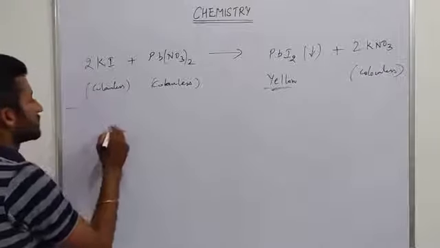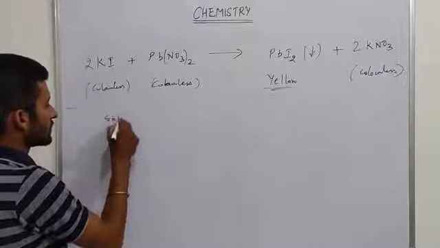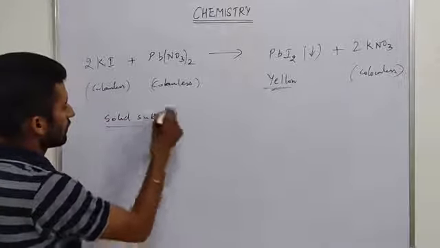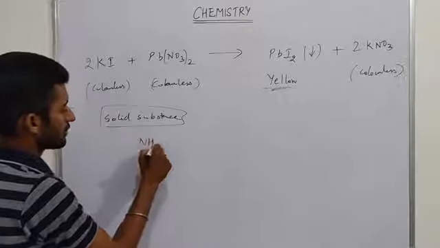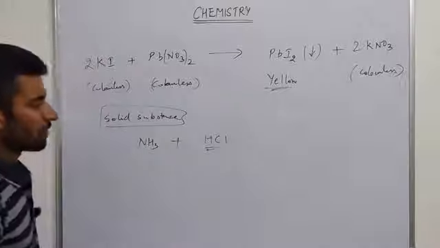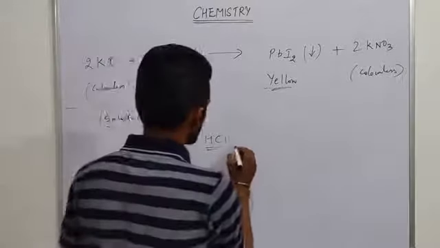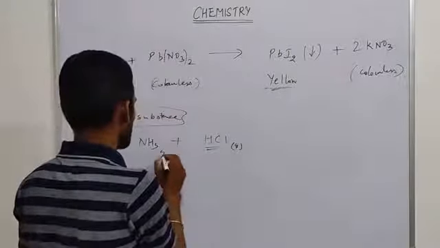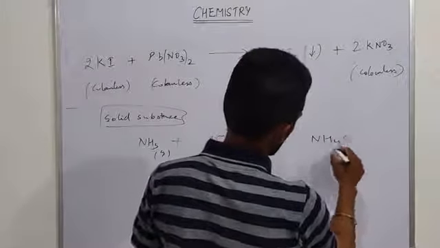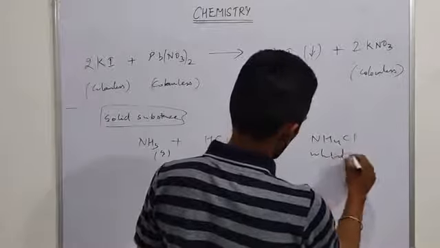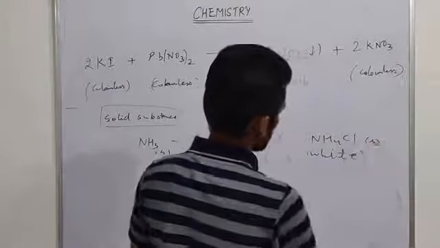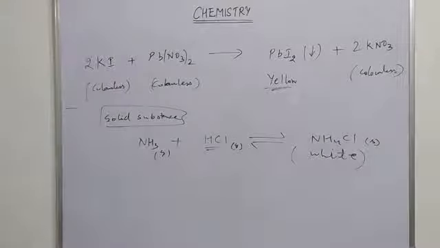Last one, that is the formation of a solid substance, like when ammonia, which is a gas, is brought in contact with another gas which is HCl, there is formation of a solid which is white in color. So this also indicates a chemical equation.